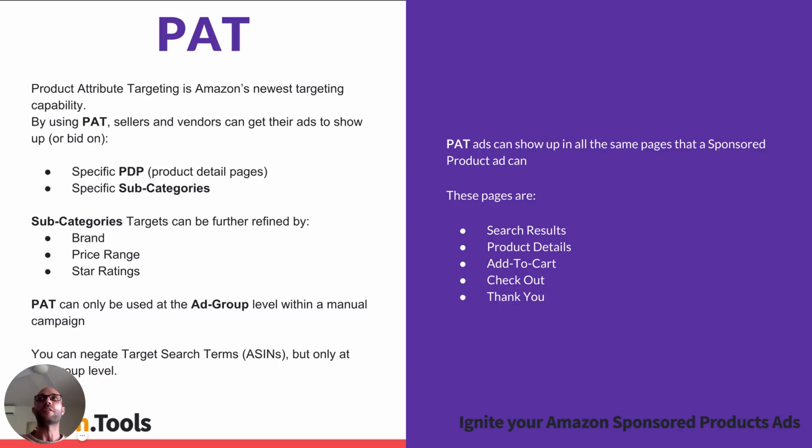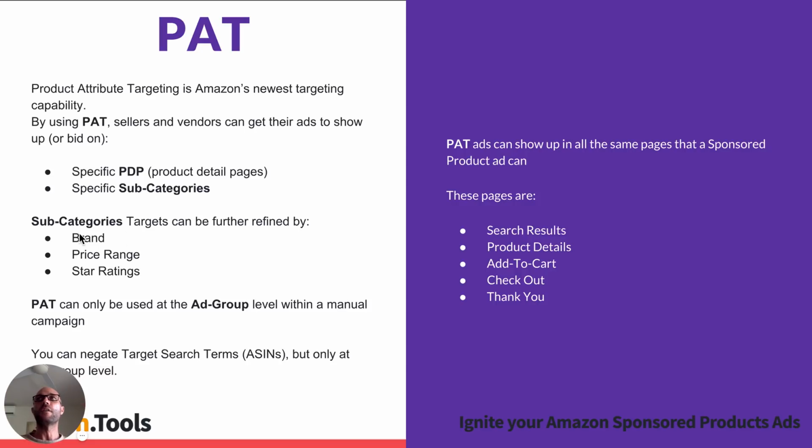be very, very precise. So we can go and target specific product detail pages, specific competitors, or even our own products with our own advertising. Or also we can target specific subcategories for a broader reach of our ads.